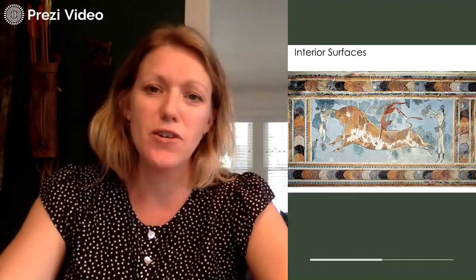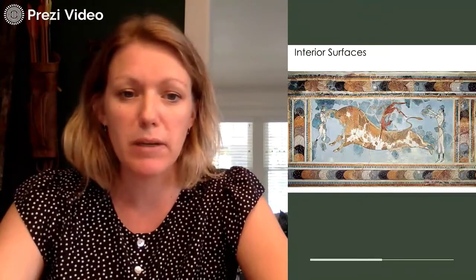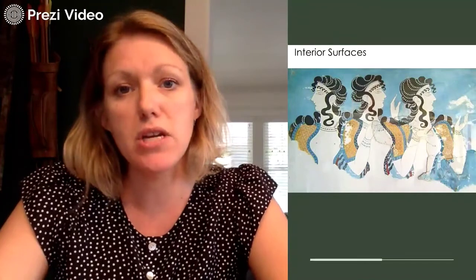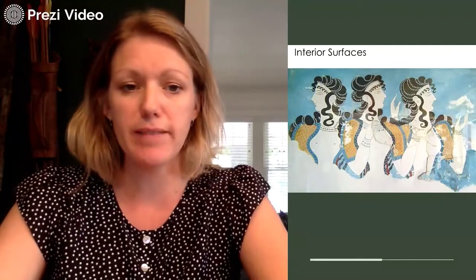This is also an image from Knossos. This is the bull jumping fresco. And again, we have art of the Minoan people who lived on the island of Crete.